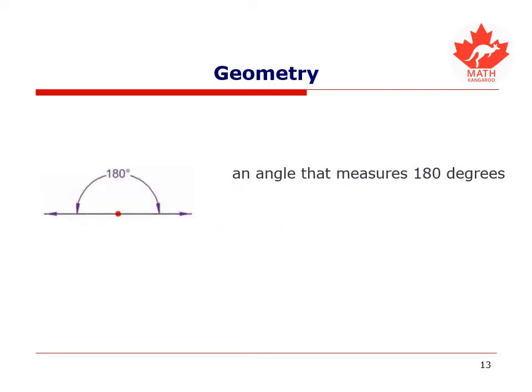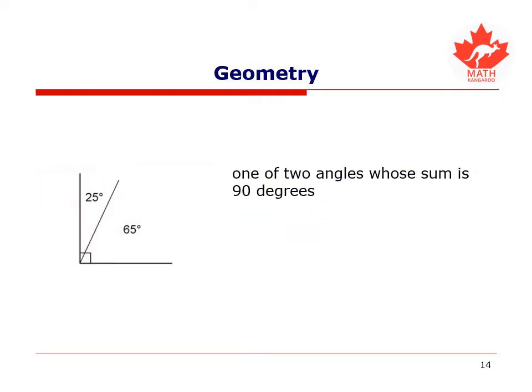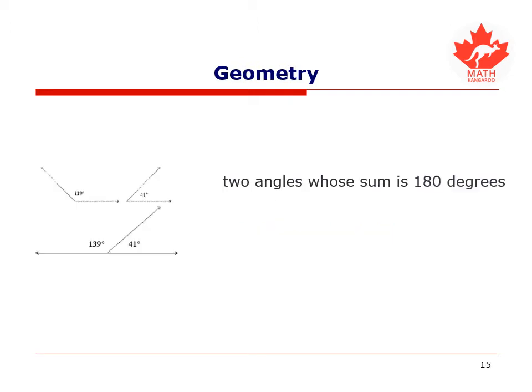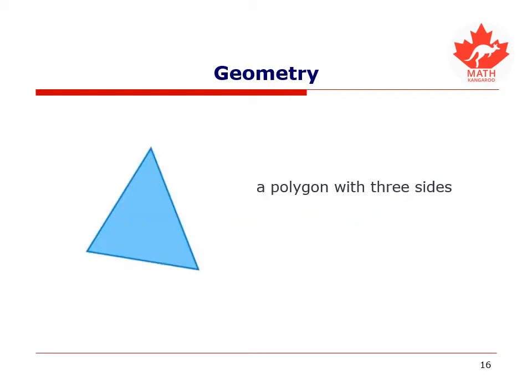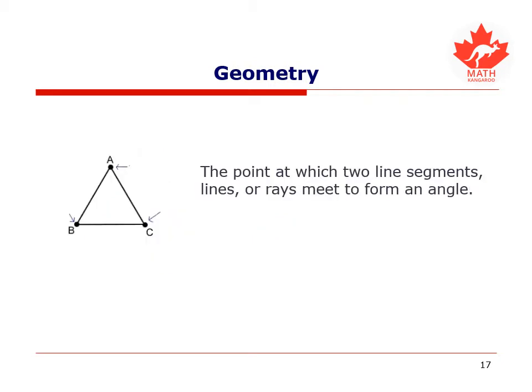An angle that measures 180 degrees. Straight angle. One of two angles whose sum is 90 degrees. Complementary angle. Two angles whose sum is 180 degrees. Supplementary angle. A polygon with three sides. Triangle. The point at which two line segments, lines, or rays meet to form an angle. Vertex.